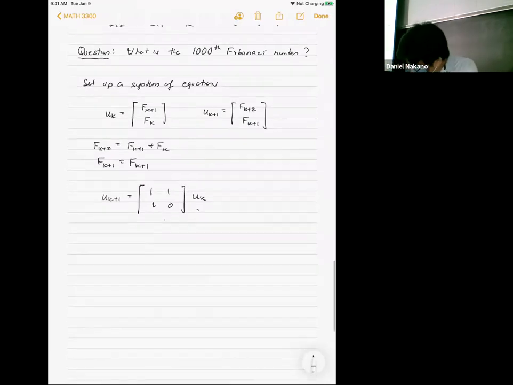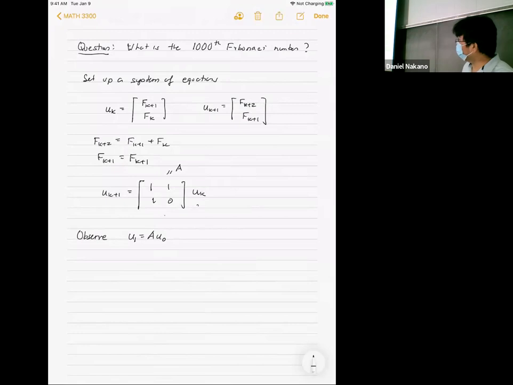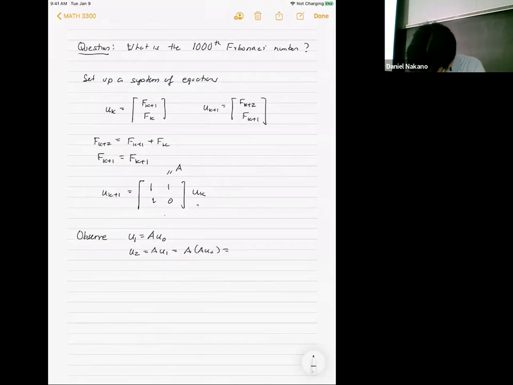All right. So now let's make the following observation. We have that u1 is equal to A times u0, and let's call this matrix A here. So what about u2? That's A times u1, which is A times A times u0, which is A squared times u0. So u3, you just follow the same procedure. That's A cubed times u0.